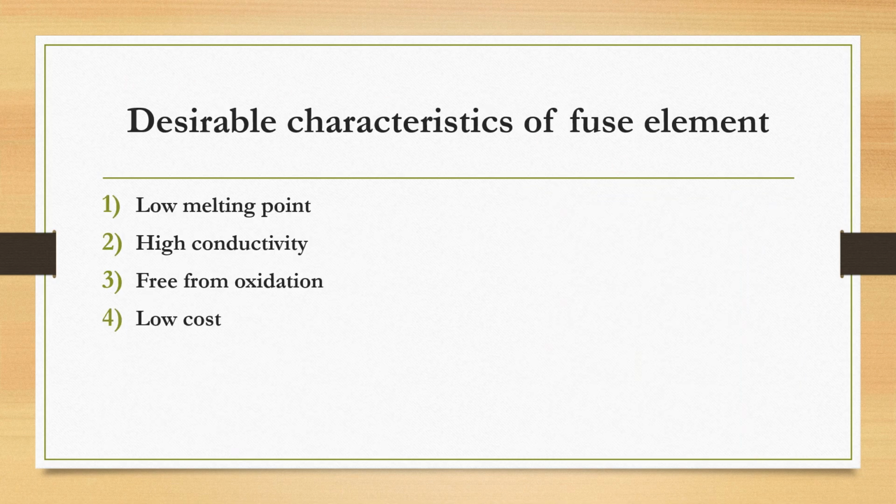While choosing a fuse element in the construction of HRC fuse, some characteristics we have to take into consideration. Very first is the material which is selected as a fuse element should have a low melting point. So it will give you much more reliable operation. It should have high conductivity.